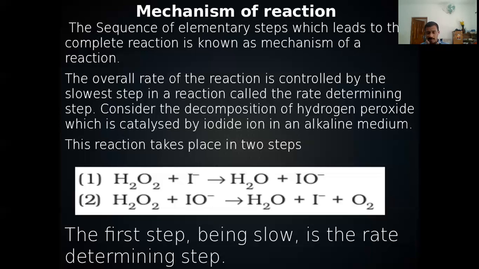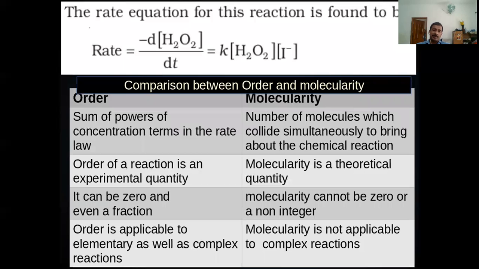Now you will get the idea about what is molecularity and what is order. Order you will get only from an experiment, or when you analyze the mechanism you will get order. So here the slow step is the first step. So what will be the rate expression? Rate is equal to K into concentration of H2O2 into concentration of I minus. So we can say it is a second order reaction, 1 plus 1, 2. That will be the rate expression.